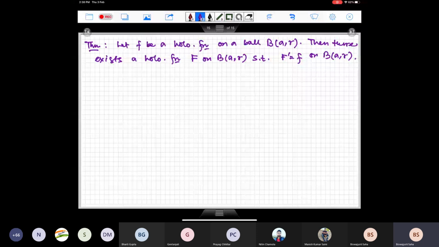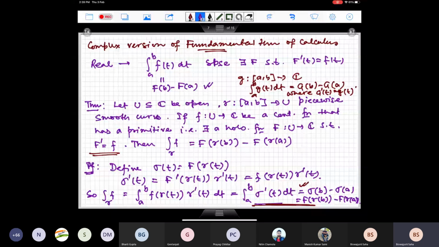And now I need to remind you one thing: how one can find a primitive, right? That's the business. Of course, I had written one part of the fundamental theorem of calculus somewhere here. Let me see. Where was it? Okay, yeah, here. The real version was that suppose there exist things like this, then this integral is going to become F(b) minus F(a). So that was the fundamental theorem of calculus that I had stated.